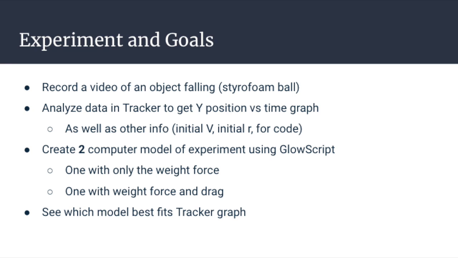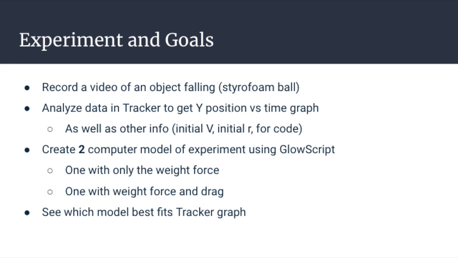In this lab, I recorded a video of a styrofoam ball falling and used Tracker to analyze it and get data. I then used some of this data, such as the initial velocity and position, to create computer models of the experiment using GlowScript. The first model attributed the entire net force to the weight force, and the second model included both the weight force and the drag force. I then compared the graphs both these models produced to the one from Tracker to see which one was a better model of the actual video.